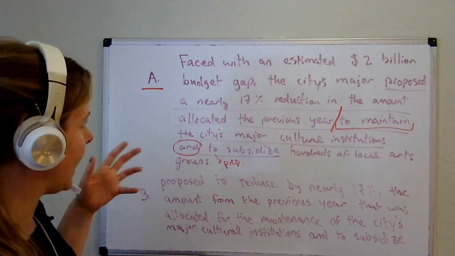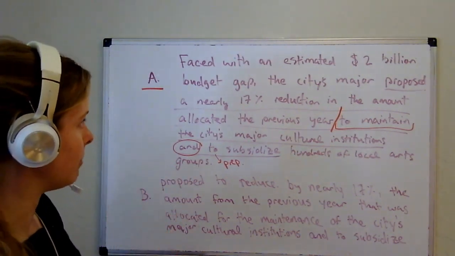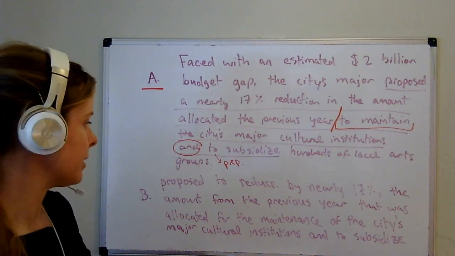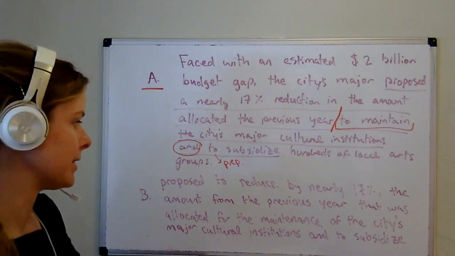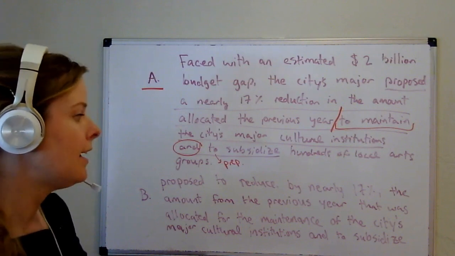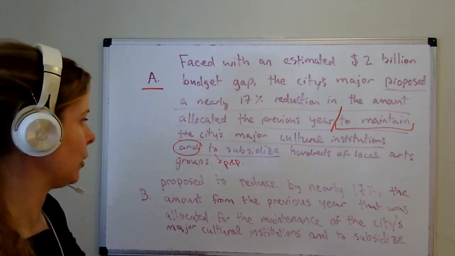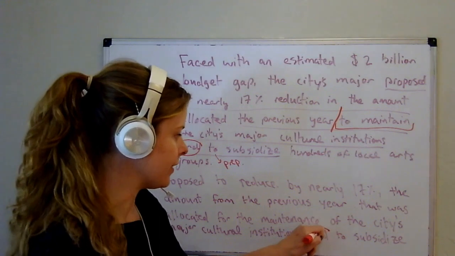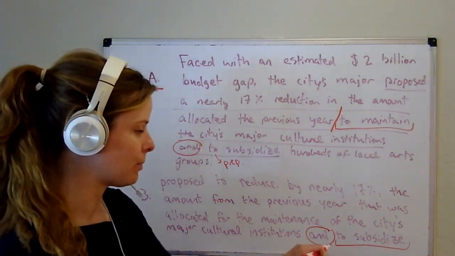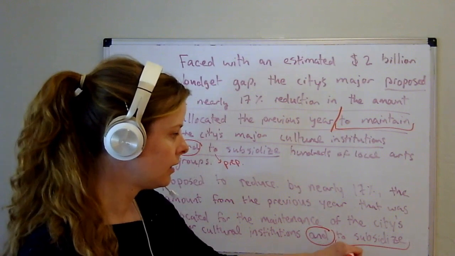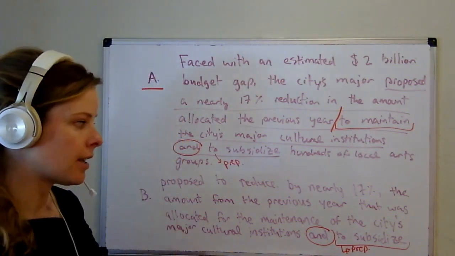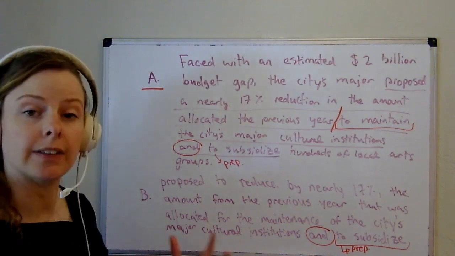Reading B as a whole, we have: faced with an estimated $2 billion budget gap, the city's mayor proposed to reduce by nearly 17% the amount from the previous year that was allocated for the maintenance of the city's major cultural institutions and to subsidize hundreds of local arts groups. So again, we've got this marker word and the same stuff following this preposition "to" and this verb "subsidize." Is there something that could be parallel to this earlier in the sentence?